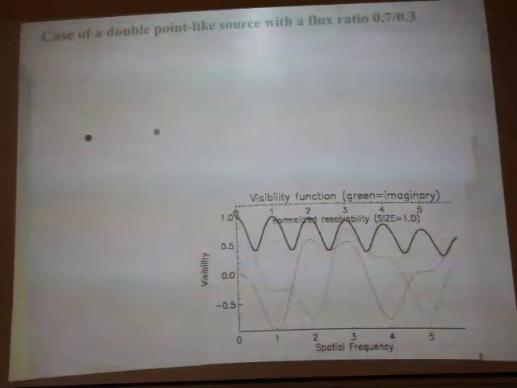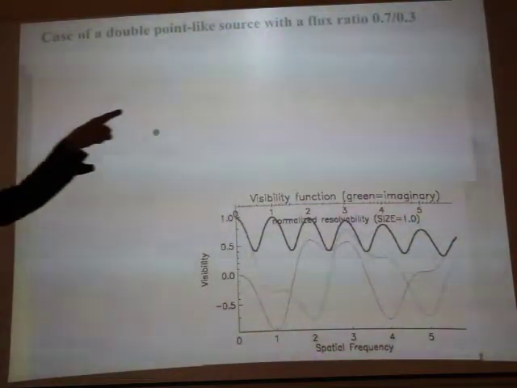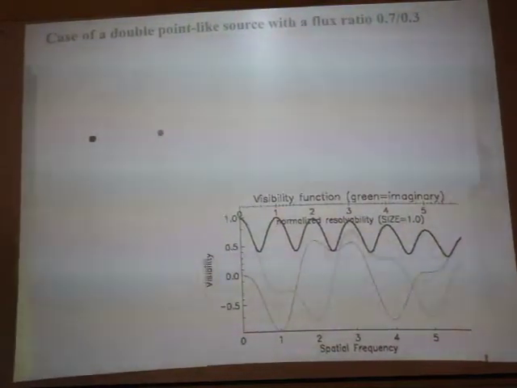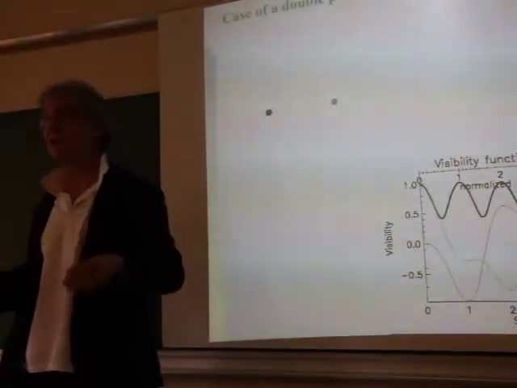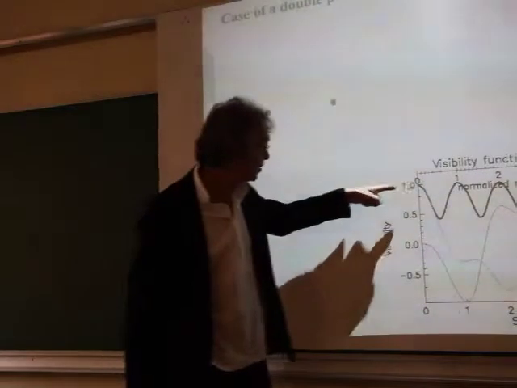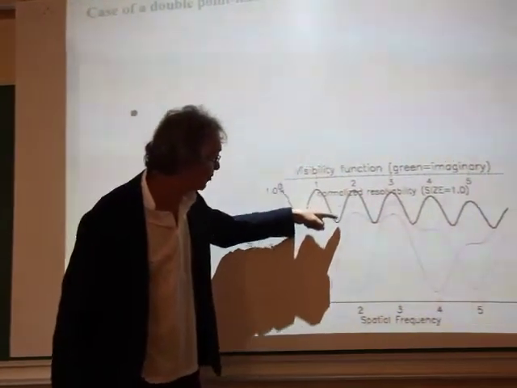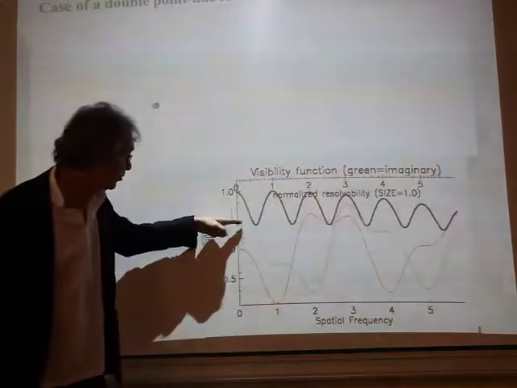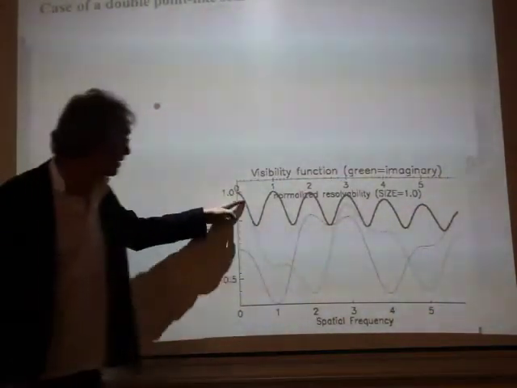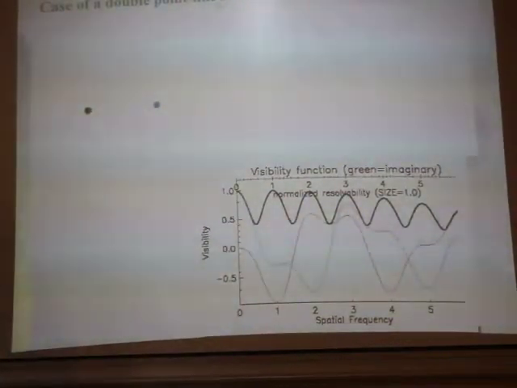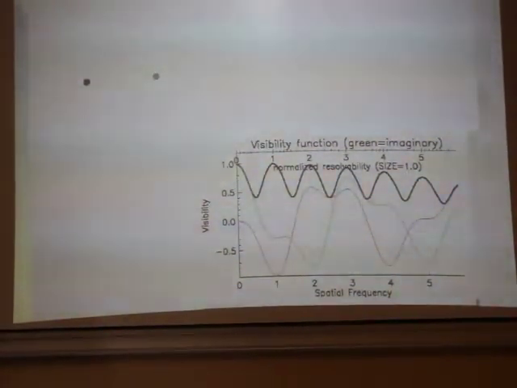Here is the visibility of two stars which are not equally bright, with the same angular separation. So you see that the flux ratio is like 0.7 to 0.3. So the summation of the two brightnesses of the stars is still 1, so it is a normalized intensity distribution. And what we see now is that the visibility doesn't go anymore to 0. It goes down to about 0.4. If you get such data, you have to figure out what it represents, but it's possible to find the answer.